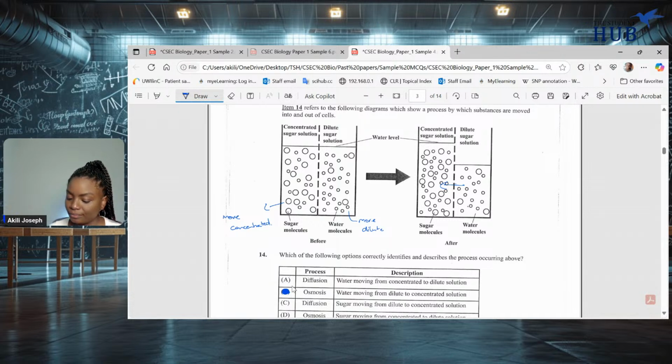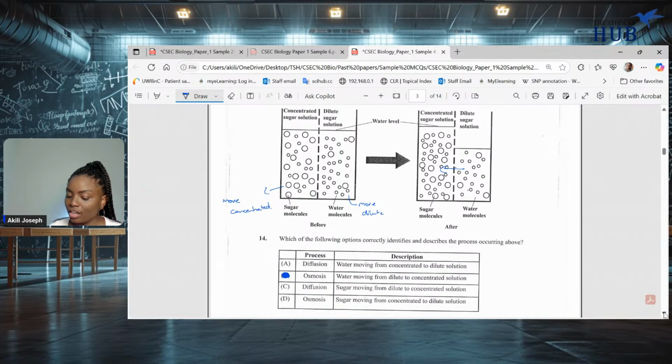Why isn't it, chat? It's not going to be D because osmosis is the movement of water molecules only, right? So D has sugar moving from concentrated to dilute, right? The semi-permeable membrane is what is going to be preventing the sugar molecules from being able to move.